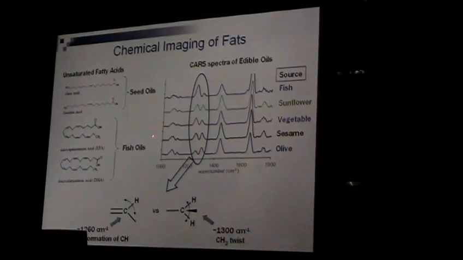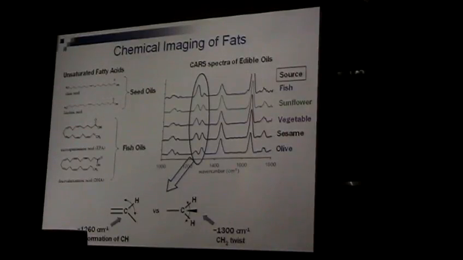Turns out, this 1260 peak is CH wagging, what people call deformation, whatever, when they are next to a double bond, right? Now, this 1300 peak is the CH twisting mode from the saturated part. The reason why we have a double peak is these are from my kitchen, they are not pure.